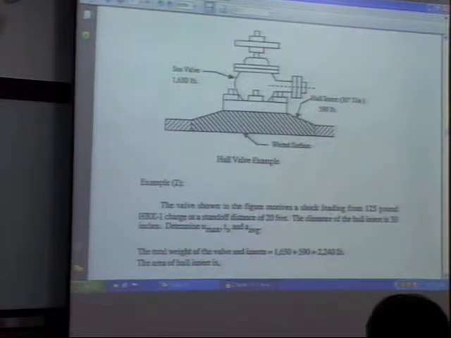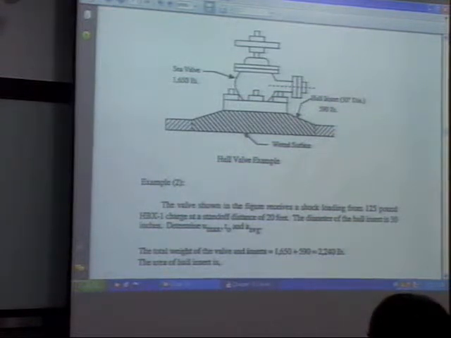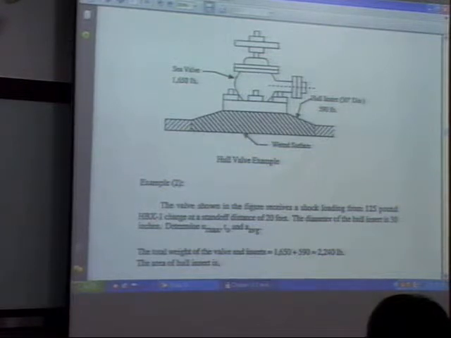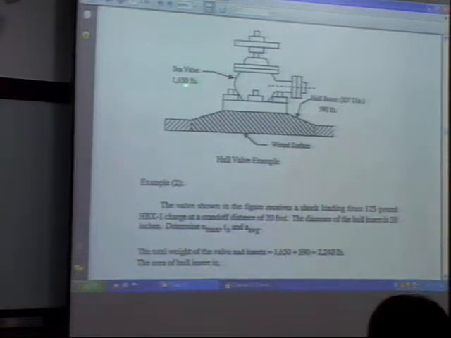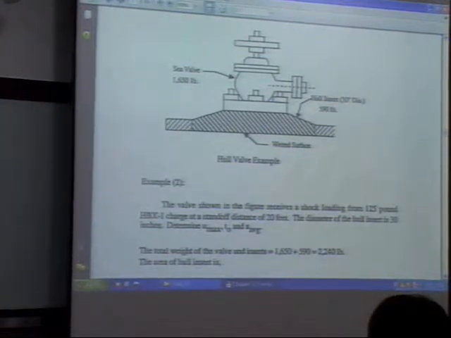1,650 pounds, which is approximately how many kilograms? About half. 1 kilogram is 2.2 pounds. So if you divide by 2, it's about 800 kilograms. Your weight is how much? Your weight is about 50 kilograms.